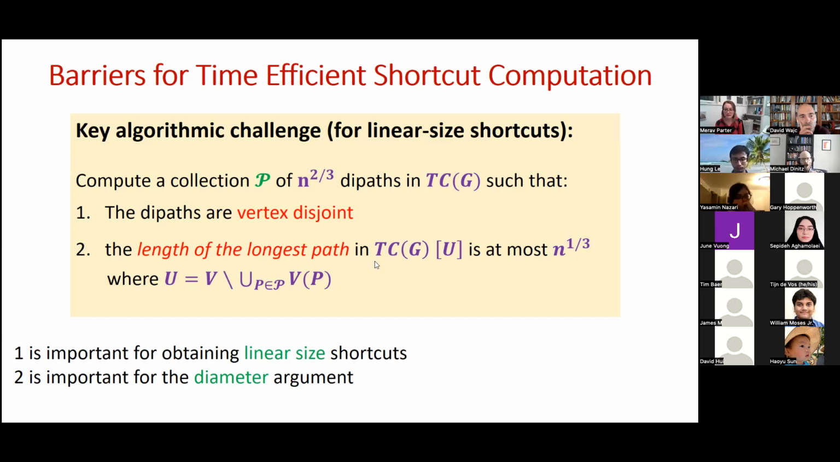But then I wish that if I look at the transitive closure induced on what remains, on the uncovered vertices, those that are not covered by the paths, the length of the longest path in what remains is at most n to the 1/3. And this is very important for the diameter argument, because we looked at the path and we want to say most of the vertices there belong to the paths that we computed in the first step. So this is the requirement that we wish to have for this path collection. And the question is, how can we do it fast? At least faster than the naive way that I've just shown.